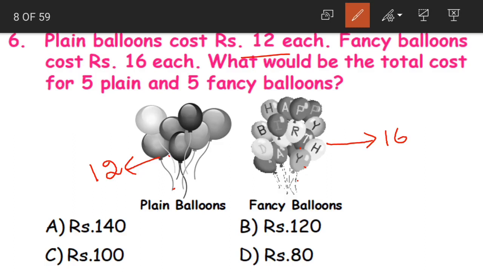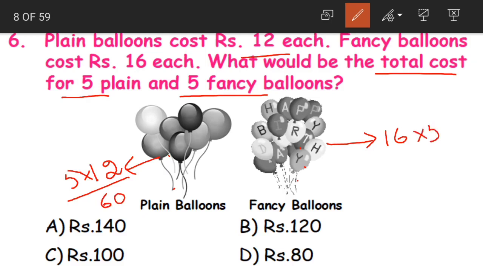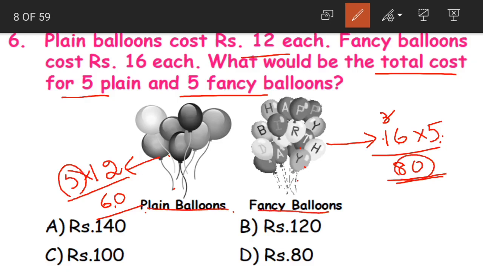And what should we find out? We should find out the total cost of 5 plain and 5 fancy balloons. Yes, so what is the cost of 5 plain balloons? 5 into 12, that is equal to 60, and the cost of 5 fancy balloons is 16 into 5. 5 sixes are 30, 3 carried, 5 ones are 5 plus 3, 8. So 60 rupees is the cost of 5 plain balloons and 80 rupees is the cost of 5 fancy balloons.